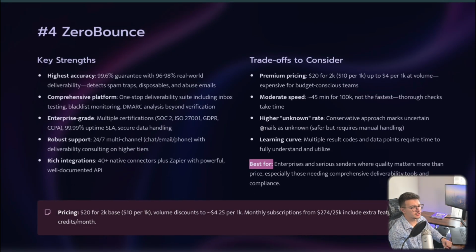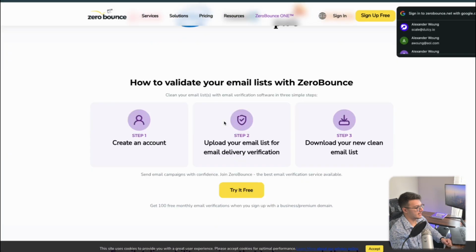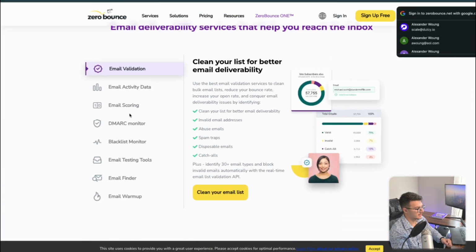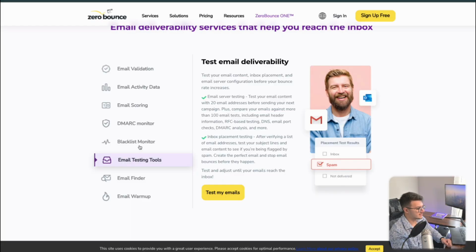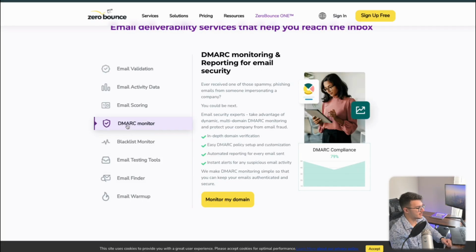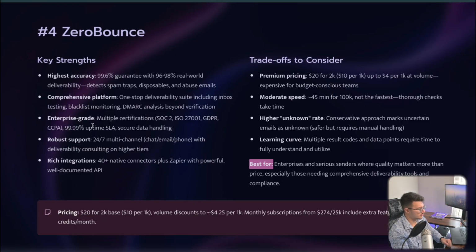Now, number 4 is Zero Bounce, right? They have a renowned higher accuracy than a lot of the other tools. They have a very comprehensive platform, meaning that you have access to so many other different things that I was showcasing you before. They actually have their own warm-up pool, email finder, test email deliverability, blacklist monitor, DMARC monitoring, email scoring, email activity data, and so many other things you could hook your tools up for. They're enterprise grade, so they do have multiple certifications as well. They do have a robust support that you could contact anytime, and plentiful amounts of integrations.